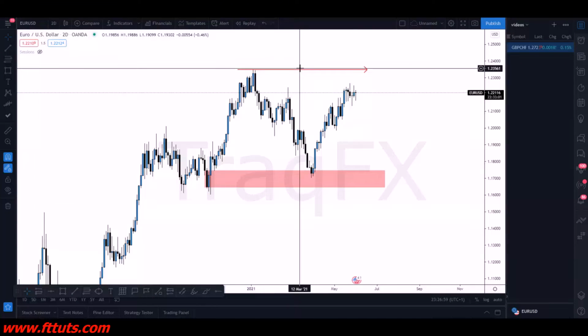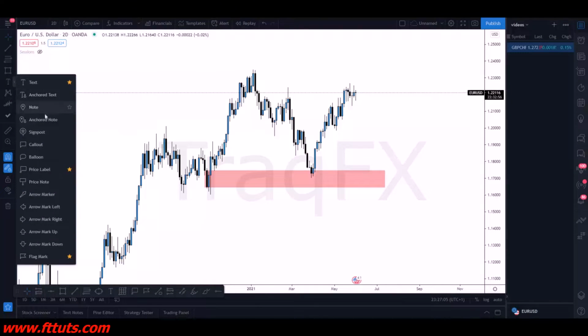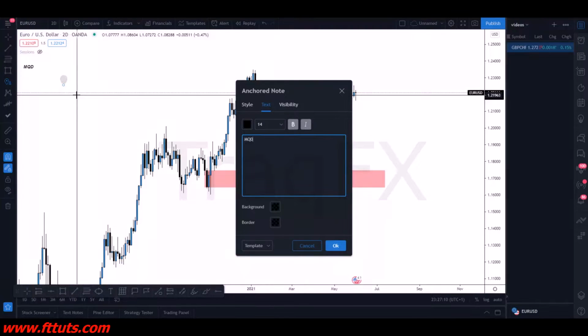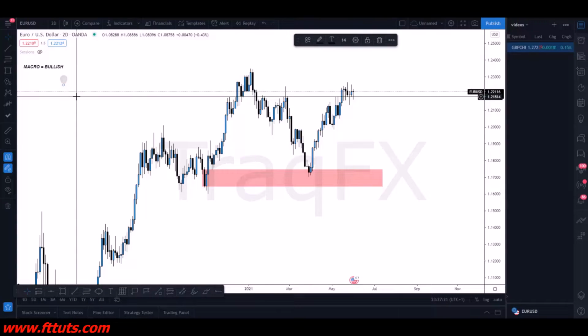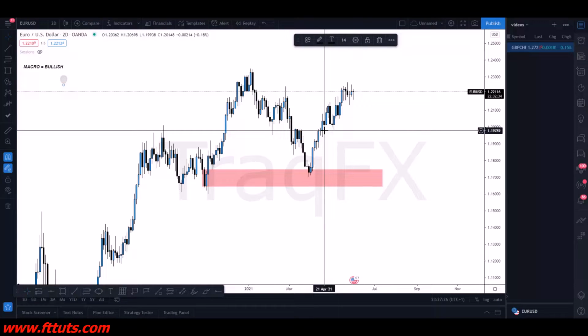Now, macro structure wise, I want everyone to write down on a piece of paper what your trend is. So let's go to anchored note. So macro equals bullish, right? In order for us to be in a really good trade, a really nice big cash, a huge move, macro structure and micro structure both need to intertwine and correlate with each other. If macro is bullish but micro is bearish, don't take the trade. Wait for micro structure to become bullish, and then take the trade.